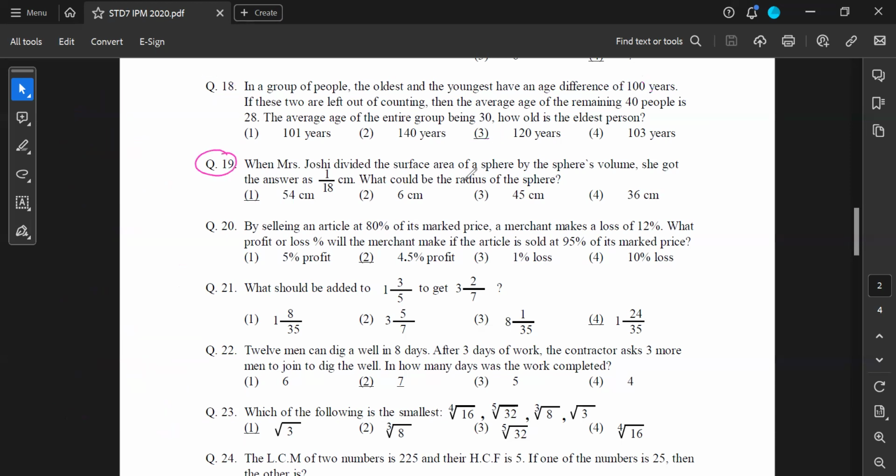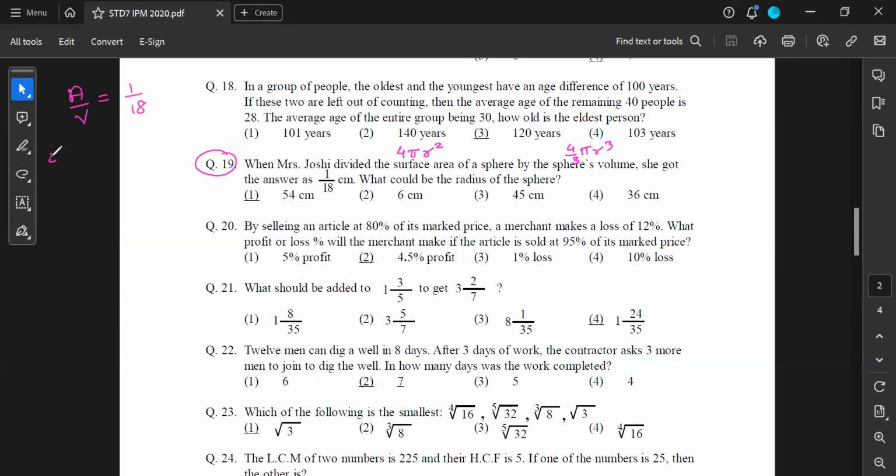Mrs. Joshi divided the surface area of the sphere by the sphere's volume. Surface area is 4 pi r square, and volume is 4 by 3 pi r cube. She got the answer to be 1 by 80. So I'm just dividing area by volume, which is equal to 1 upon 80.